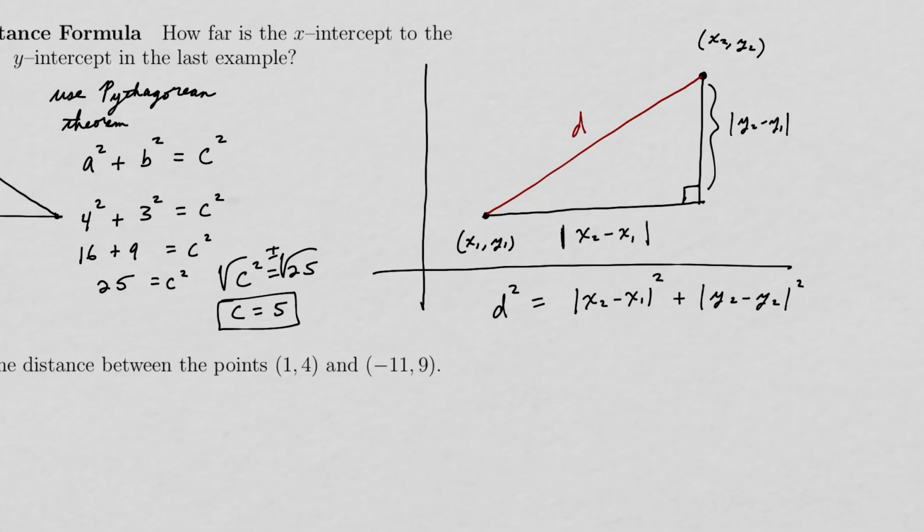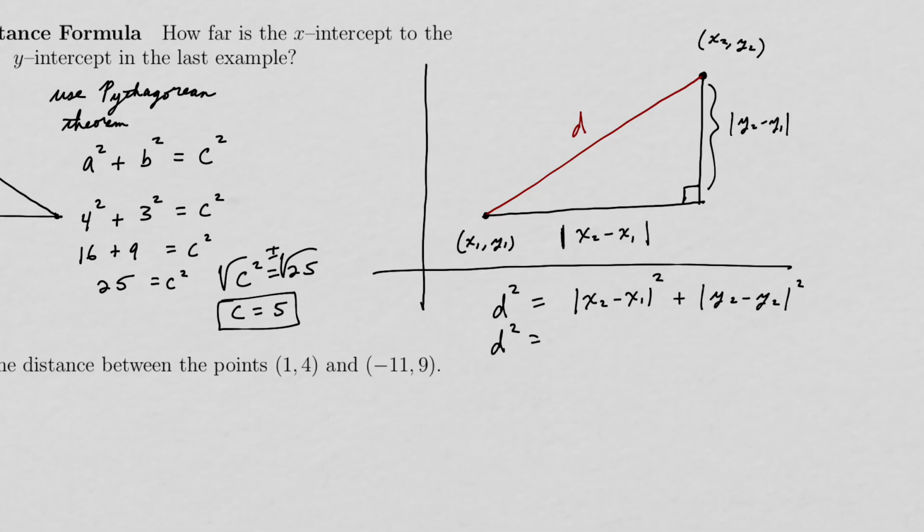But because I'm squaring it, I don't really need to use the absolute values anymore. I can just say x2 minus x1, because I don't care if it comes out positive or negative. Once it's squared, it's always going to be a positive value. So usually we just eliminate the absolute value symbols.